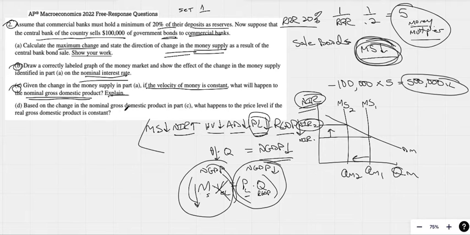D says, based on the change in nominal GDP in part C, what happens to the price level if real GDP is constant? Now, there's no explanation here. You simply knew that price level went down, right? That could have been enough to get you the points.